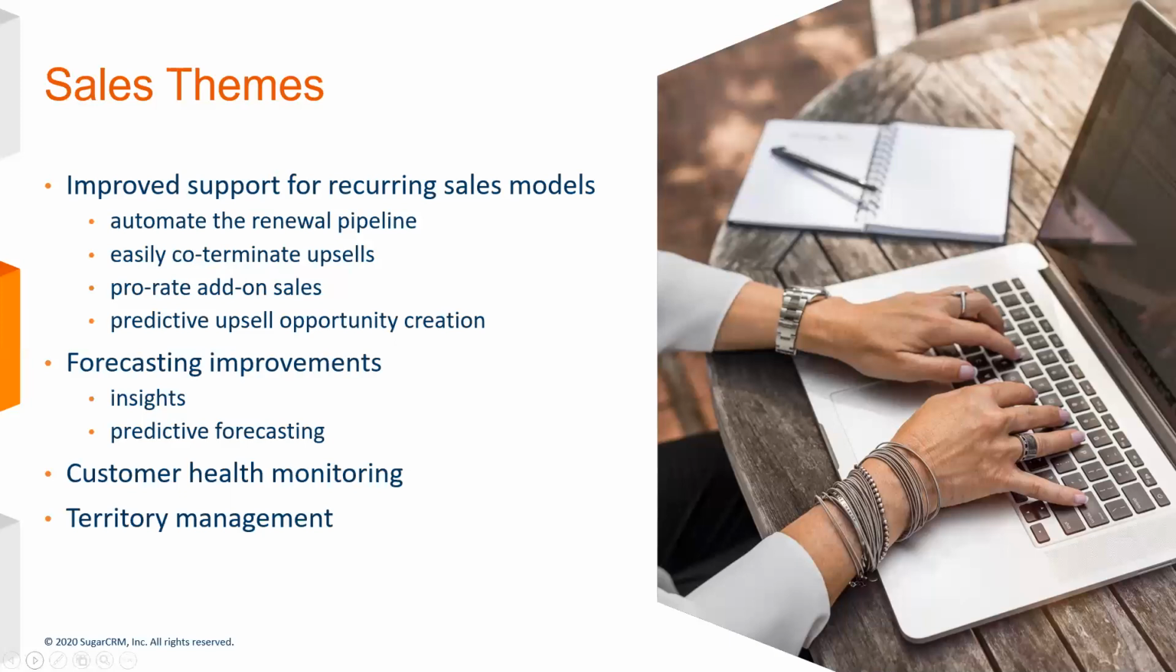We want to make it easier to co-terminate upsells. So when somebody renews and you sell them additional products, we want to make it easy for them to expire at the same time. Or even if they do a midterm cross-sell, we want to be able to co-terminate those at the same time as well. We want to prorate add-on sales, and we want to be able to do predictive upsell opportunity creation.